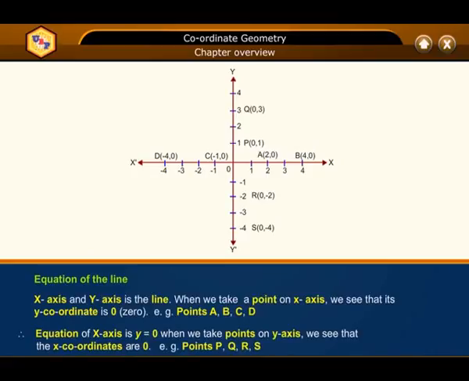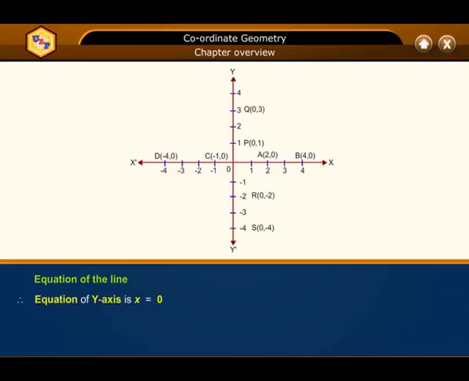When we take points on the y-axis, we see that the x-coordinates are 0. For example, points P, Q, R, S. The equation of the y-axis is x equal to 0.